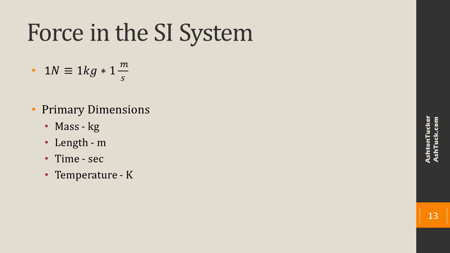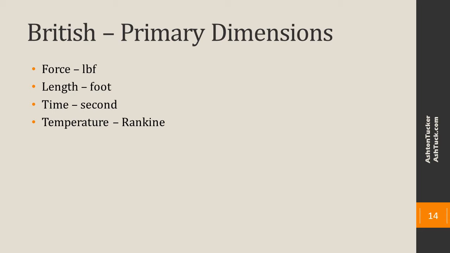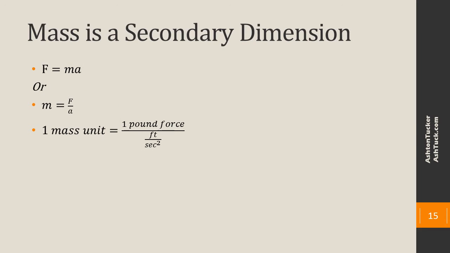What about the British system? Well, the British system has the primary dimensions of force, length, time, and temperature. Force is measured in pounds, length is measured in feet, time is measured in seconds, which is something we can all agree upon, and temperature is measured in Rankine. Since mass is a secondary dimension, we can use Newton's second law to define it. We start with F equals ma, then we solve for m to get m equals F divided by a. So we have 1 unit of mass equals 1 pound force divided by a foot per second squared.